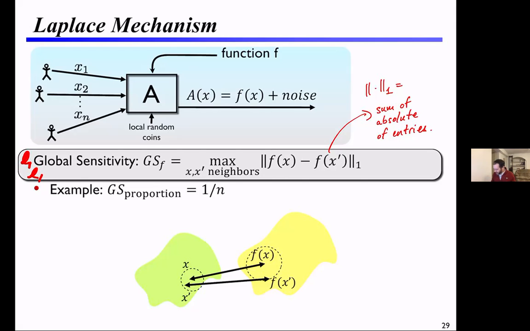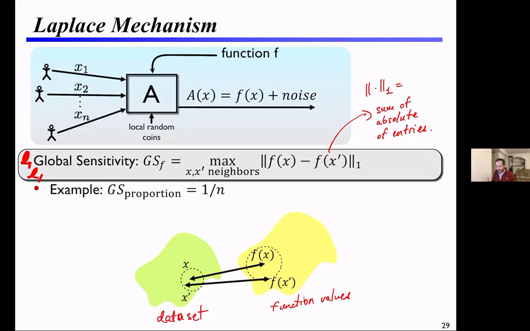We can think of this global sensitivity as some measure of how much the function f smooshes or spreads apart data sets, how it converts distance in data set space, the green blob here is data set land, into the natural distance between vector values of the function, which is the L1 norm.